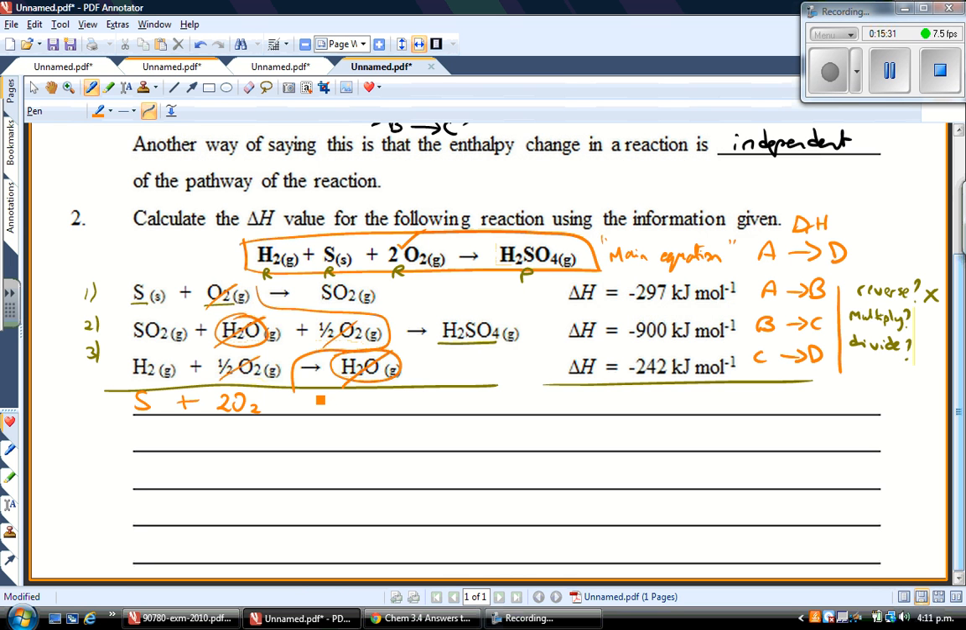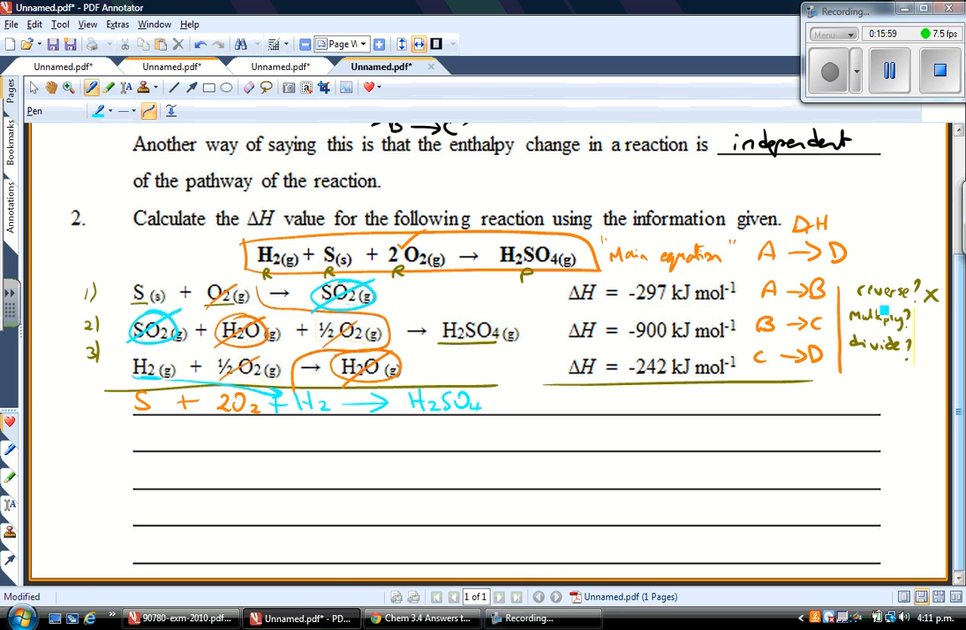The sulfur dioxide will cancel, so I'll use a different color for that. This sulfur dioxide here will cancel with that sulfur dioxide there, in which case all that we're left with now in our equation is the hydrogen from here, and then we go to our products and we have H2SO4. So that successfully adds up to the main equation.